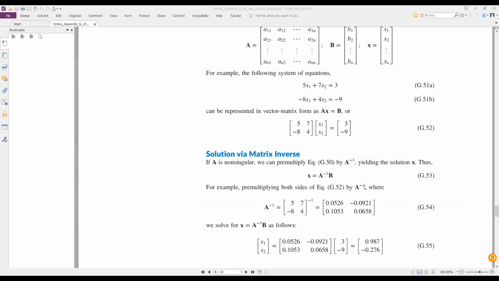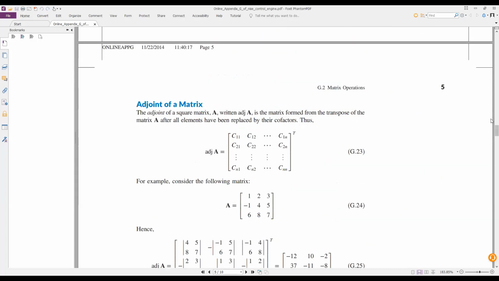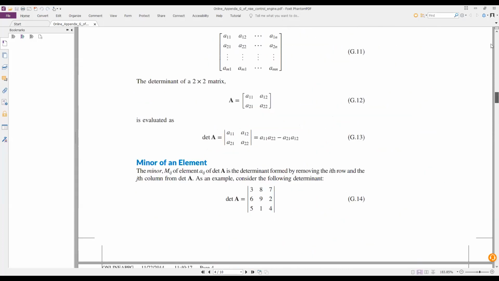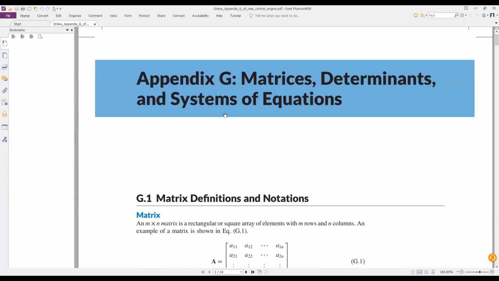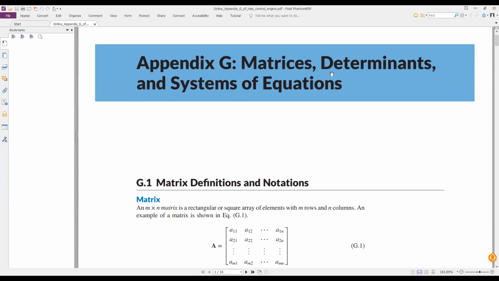Okay, before starting chapter 3, I should show you some basic things about matrices, determinants, and systems of equations, because these things will be required for our next chapter. You will have to see the matrix, determinants, and adjoint matrix in the next chapter.